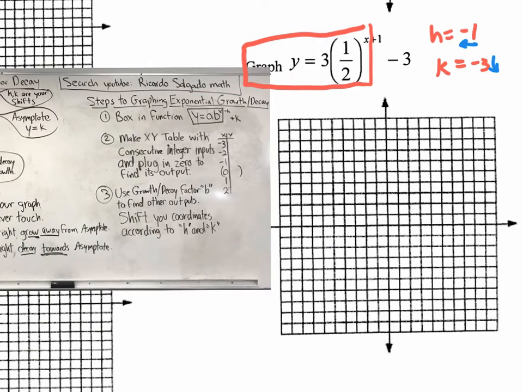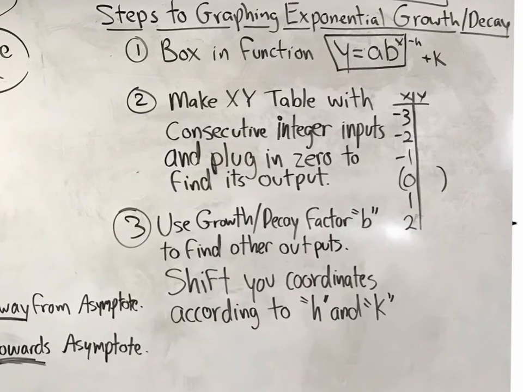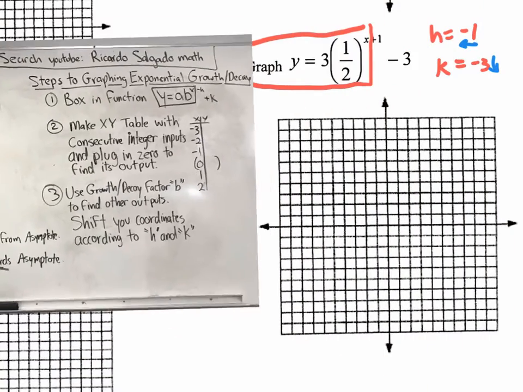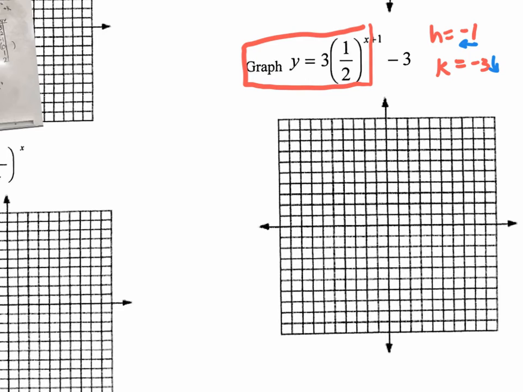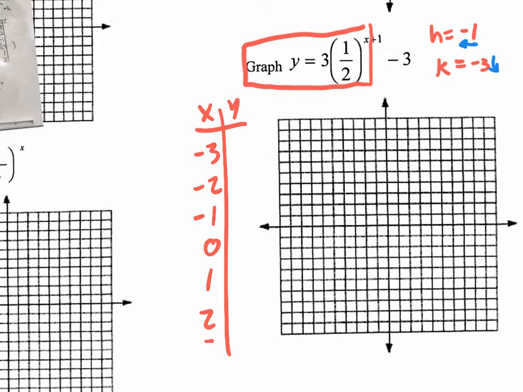Step 2 says make an xy table with those consecutive integer inputs and plug in 0 to find its output. All right, so let's do that. Step 2, xy table, consecutive integer inputs, -3, -2, -1, 0, 1, 2, 3, and plug in 0. It's super easy. You can plug in any number you want, but I say plug in 0 because anything to the power of 0 is what? 1, and 1 times 3 is what? 3. So when you plug in 0, you get out a 3.